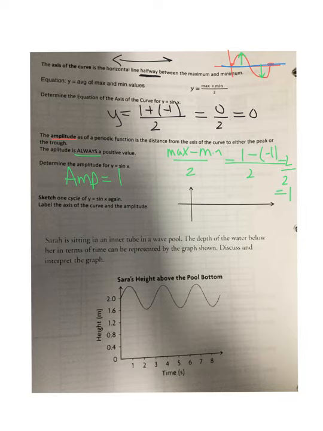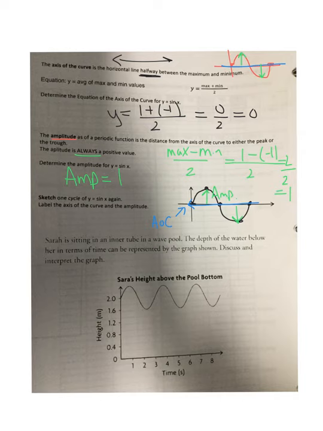So here's my official sketch of 1 cycle of sine. So hit 90, 180, 270, 360. Label the axis of the curve. That's the blue line, and I'm just going to say AOC. And then I'm going to label my amplitude right there. And again, you could label it down here if you wanted. It means the exact same thing.